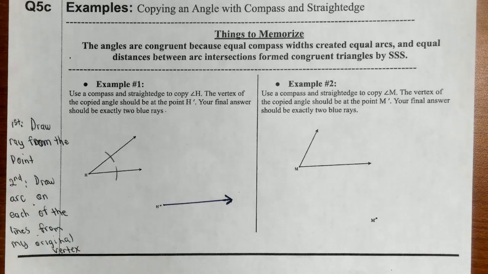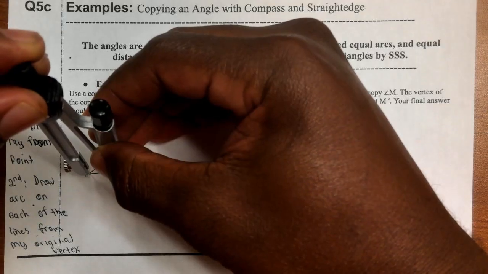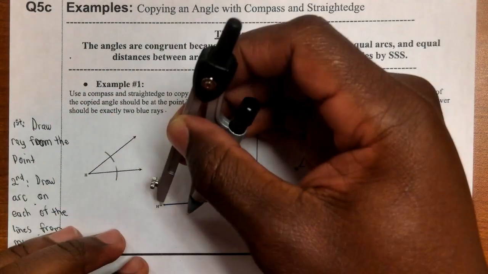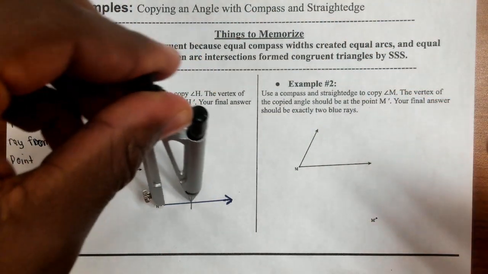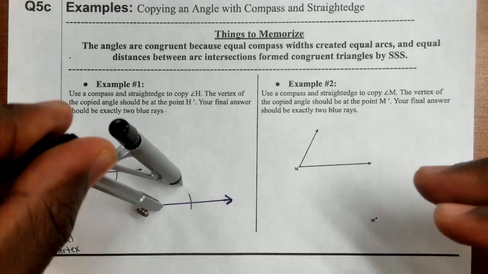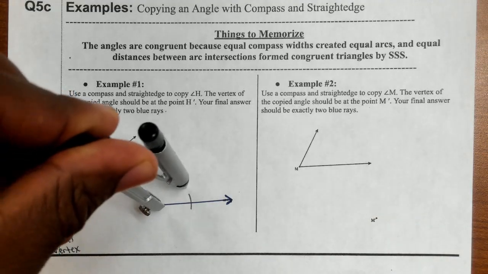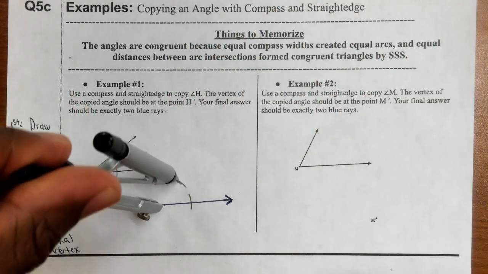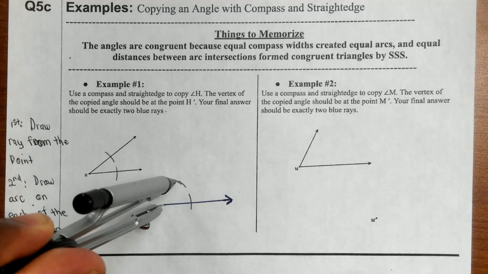Now I'm going to bring my compass with the exact same distance, and I'm going to draw an arc on my new ray. I'm going to draw an arc on this line right here, and another arc right here. So I'm going to draw 2 dark arcs.